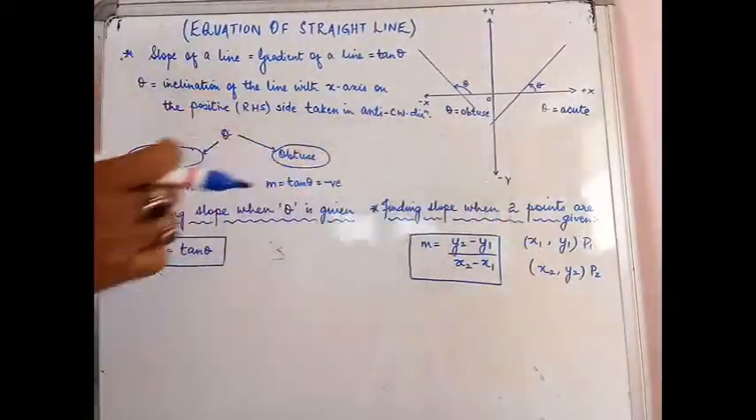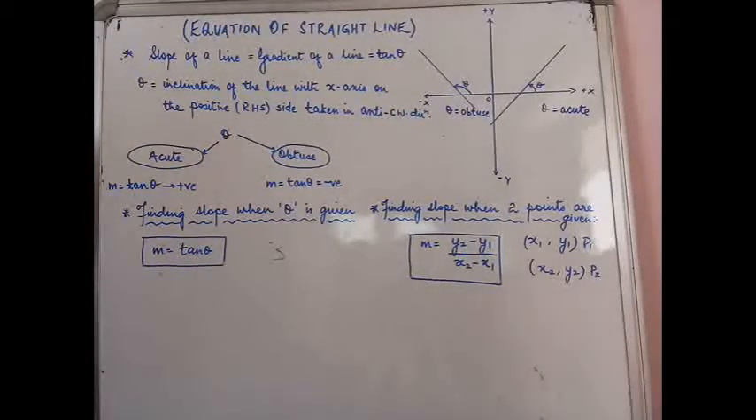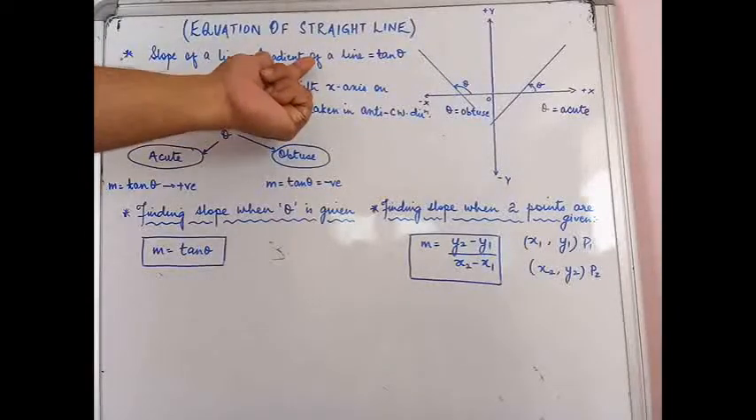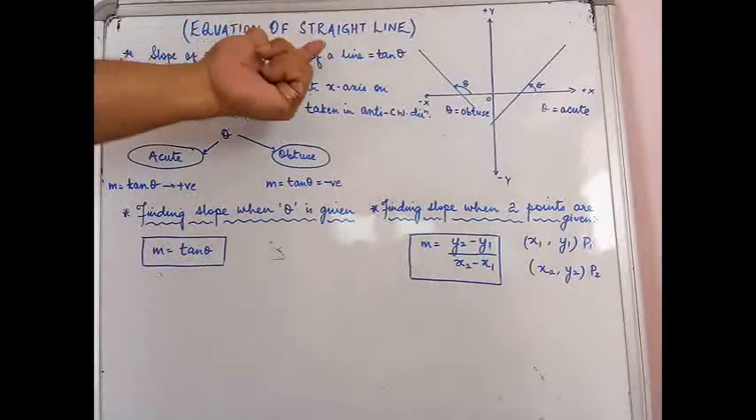Now let us start with some of the important terms that we have to understand before going into the details of the equation of straight line. The very first thing that you have to understand about a straight line is its slope. The word slope is also known as the gradient. So slope of a line, you can also say gradient of a line.